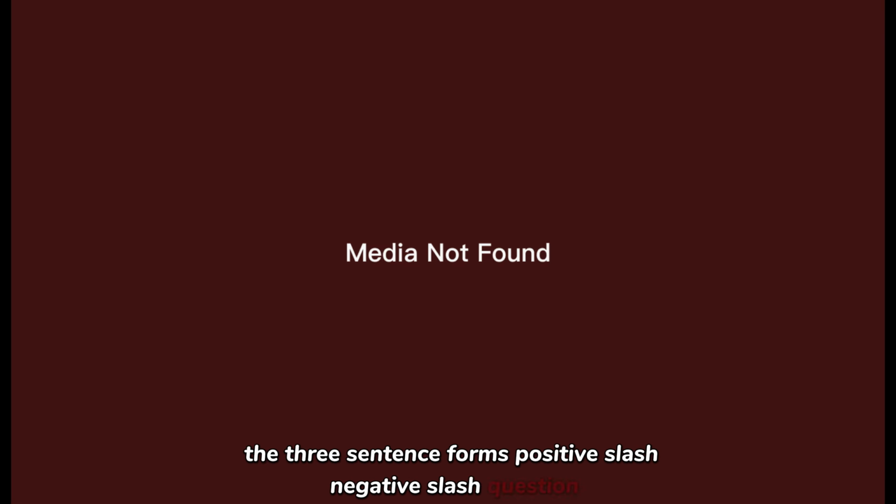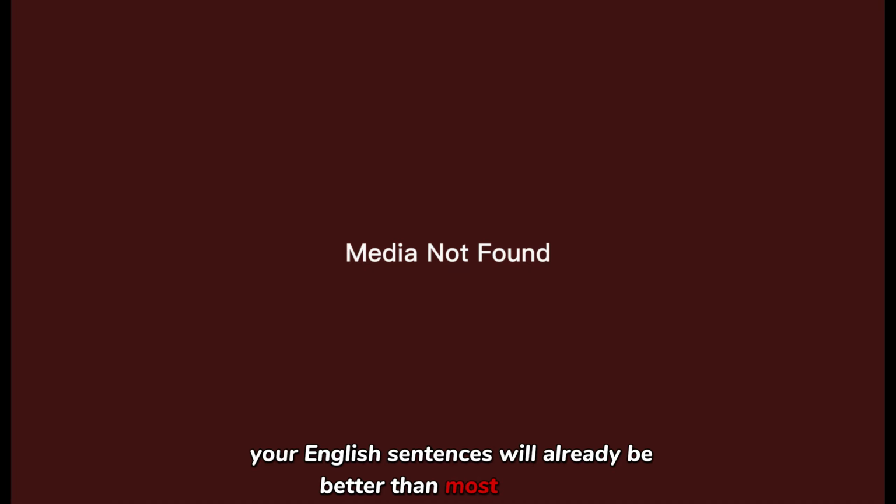Final thoughts. You don't need to sound like a native professor. You just need to be able to say who is doing what in a clear order without freezing. If you focus on the simple formula who plus do plus what plus extra, the three sentence forms, positive, negative, question, and a few word order rules: time at the end, adverb position, questions, your English sentences will already be better than most learners'. Don't wait for the day you feel ready.